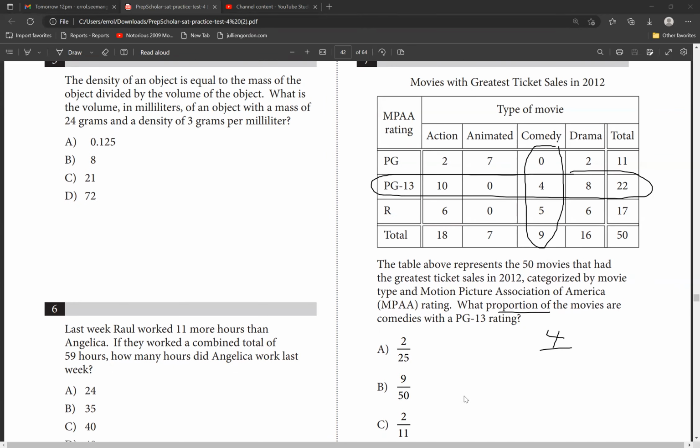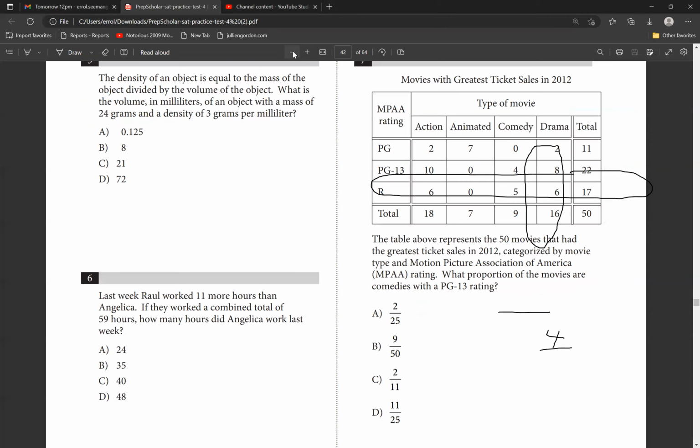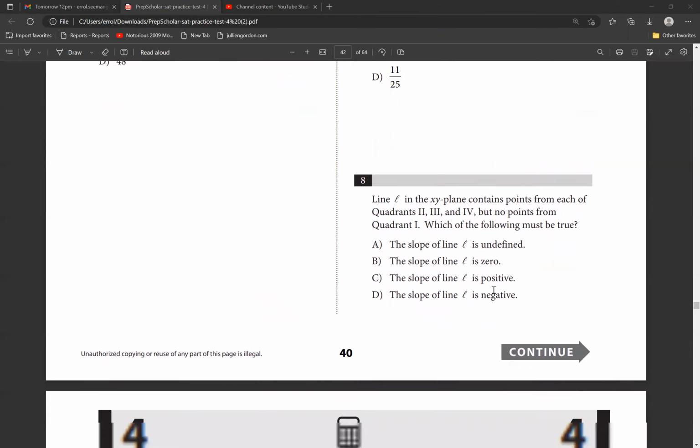All right, let's minus this, go like that. Would it be 4 out of 50? Oh, yeah, right. Yeah, the total is 50. The table above represents the 50 movies that have greatest ticket sales. Okay. So 4 out of 50 is the same as 2 out of 25. So A. A, okay. Yep. All right, that's 7, 8.